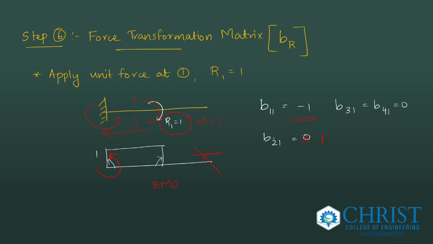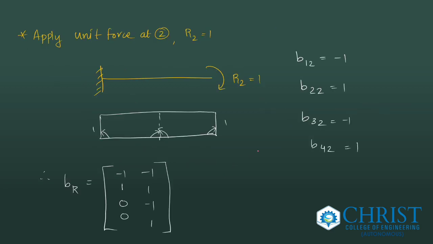Moment is being applied. So B21 is 1. And applying unit force at a second coordinate R2 equal to 1, I get V12 is equal to -1, here 1, -1, and then 1. This is my final BR matrix. This is for determinate condition, external load.